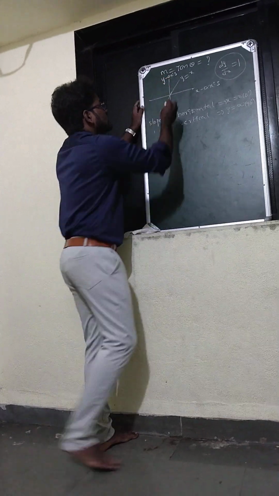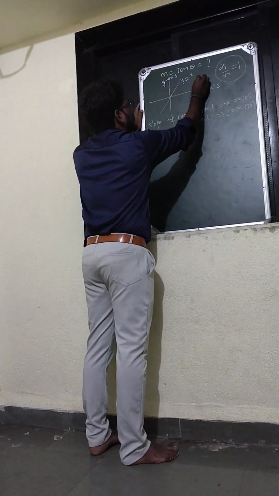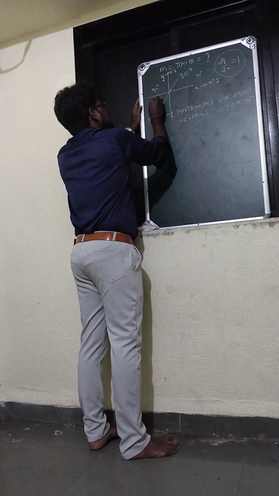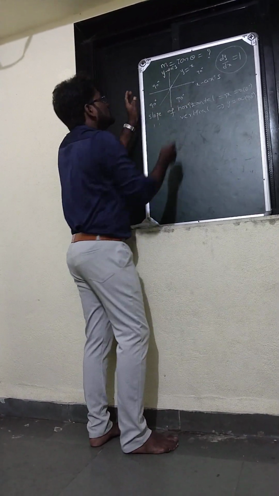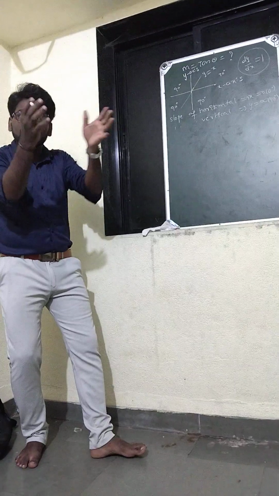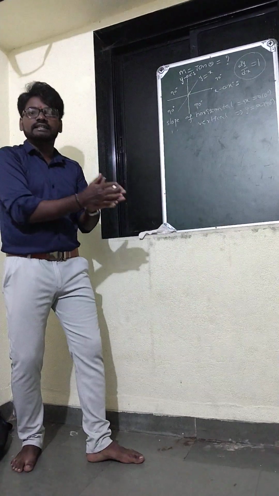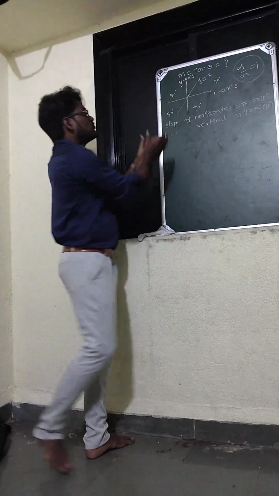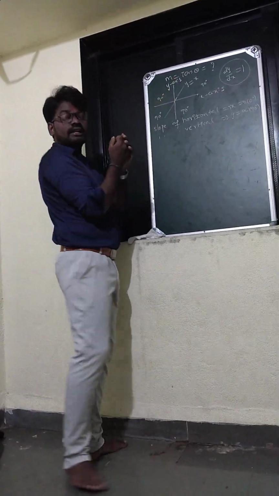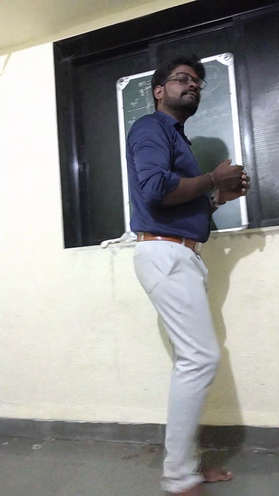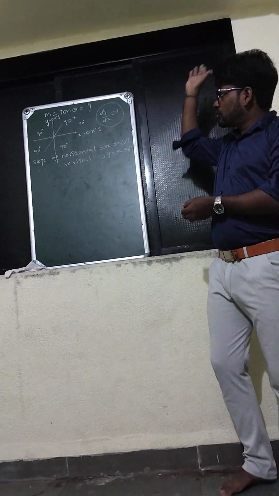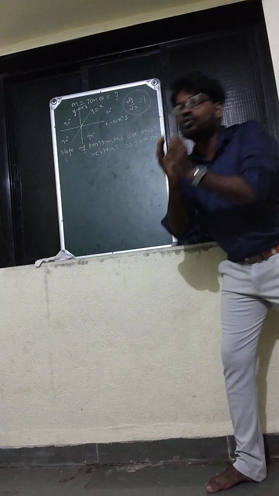The first quadrant is 90 degrees. Each quadrant is divided into 90 degrees. When you observe the line y equals x, it is bisecting the angle into two equal parts.